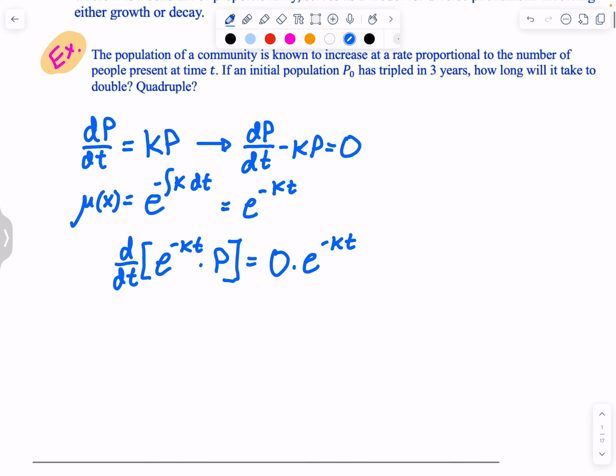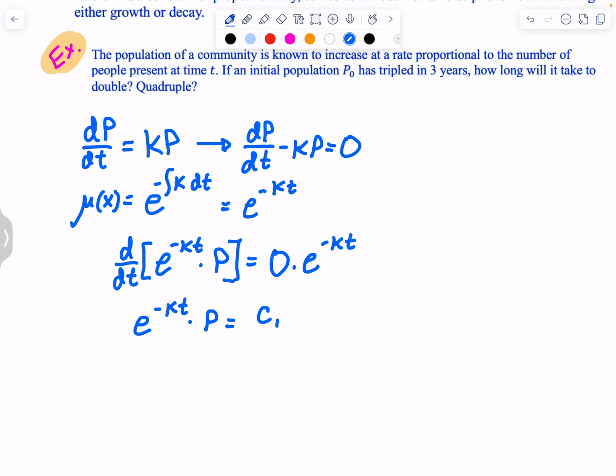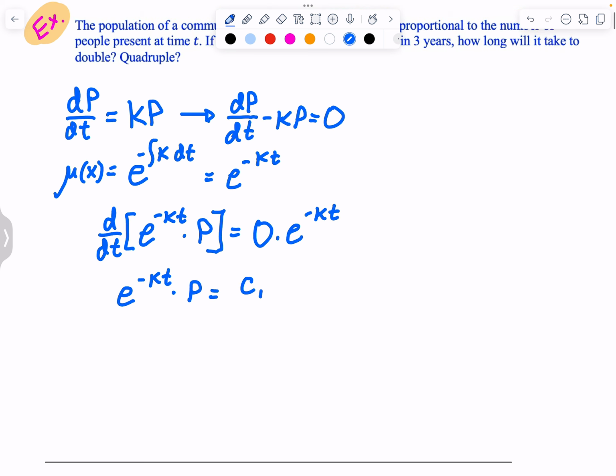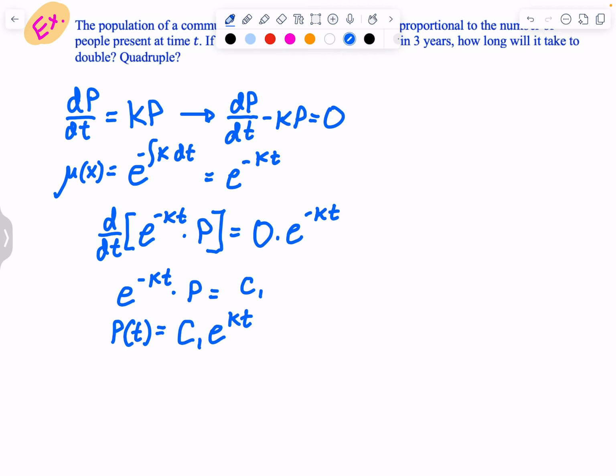All right, the whole reason for this was that I can integrate. So if I integrate both sides now, I get e to the negative kt times p. And then be careful with the 0 on the right. We get a c1. All right, so there's our c1. And it's going to end up being, we'll see. Okay, so I have that. Now I can solve for this p, and I'm going to go ahead and put p of t, its variable. And it's going to be c1 times e to the positive kt.